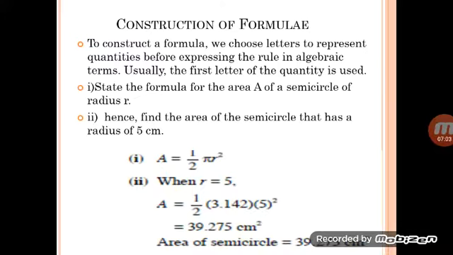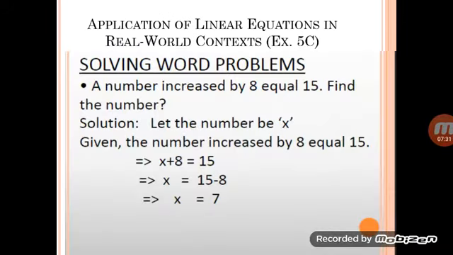The second part is: hence find the area of the semicircle that has a radius of 5 cm. Now radius is given as 5 cm. We will take the pi value as 3.142. By putting the values in the given formula, we have A equal to 1 by 2 into 3.142 into r square, that is 5 square. So after calculation, we have the result: area of the semicircle 39.275 centimeter square.